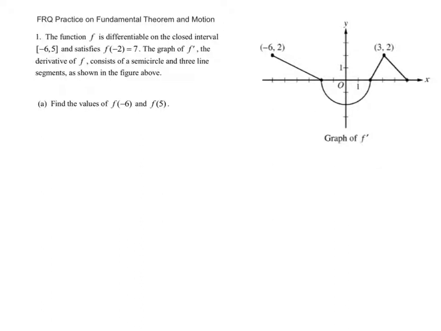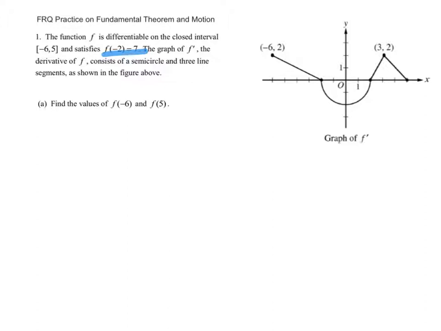Okay guys, in today's lesson we're going to do some practice on free response questions that involve the fundamental theorem of calculus and particle motion. So in this first question we see that the function f is differentiable on the closed interval from -6 to 5 and satisfies the initial condition that f of -2 is equal to 7. That is going to be important later on in this question.